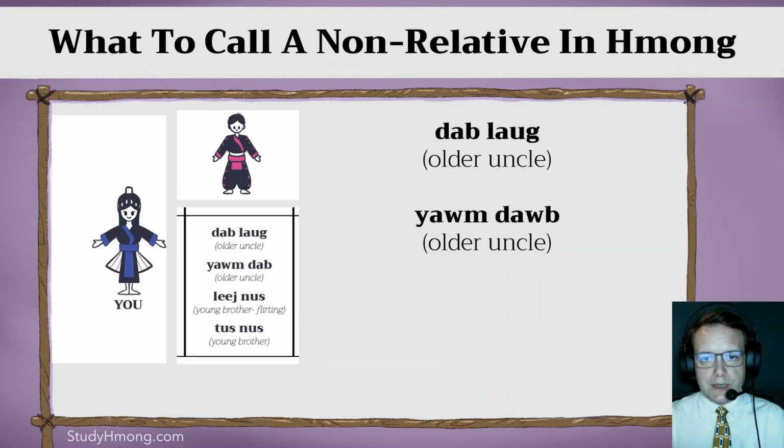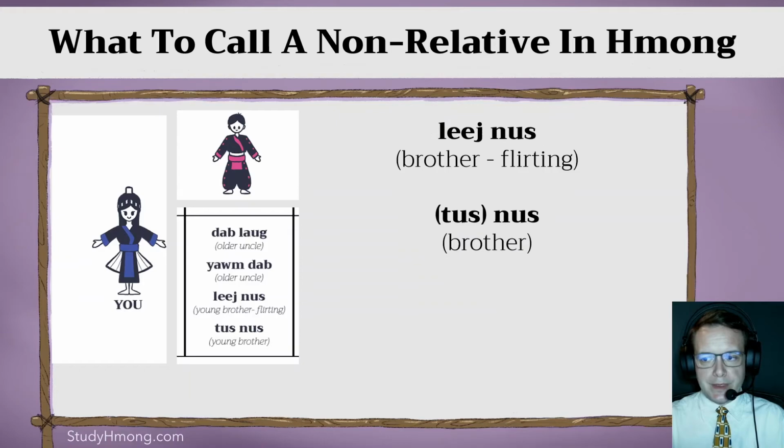Now, if you meet a man about your age, there are a few different phrases you can use. So, for example, you can call him da lo, which is kind of like saying uncle. It's a somewhat distant phrase in the sense that it probably won't be considered flirting. Or yo da is another option around the same area.